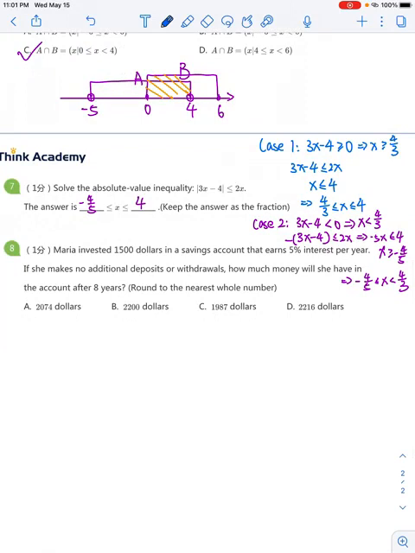So here we can first set up our equation. Here we can see that if we denote the balance of the account to be A, then after 8 years, it will be the initial deposit 1,500 multiplied by the interest rate of 5%. So we multiply by 1 plus 5% to the power of 8. Okay, and then if we approximate this value here, it is going to be approximately equal to 2,216, or it will be the answer choice D.